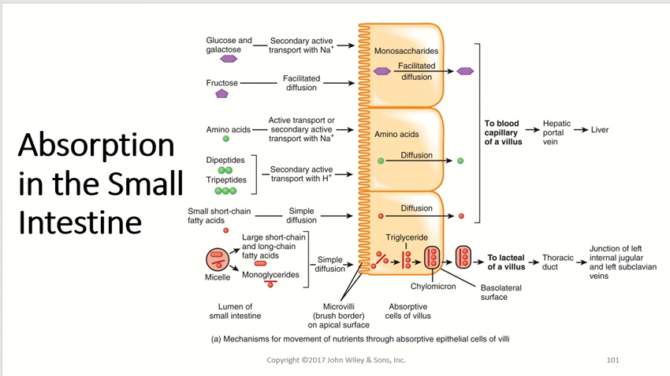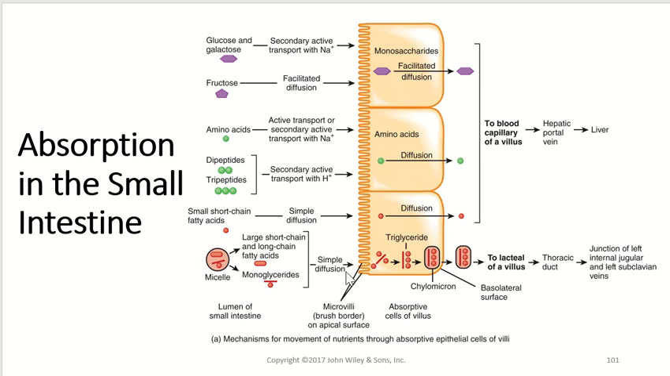Now, looking at the micelles here, this is going to do something a little bit different. Right? So this is how we're going to allow for the triglycerides, the large short-chain and long-chain fatty acids, and the monoglycerides to enter into the cell. So these are going to form a micelle, which we can see here, and they're going to make use of that sort of amphipathic properties.